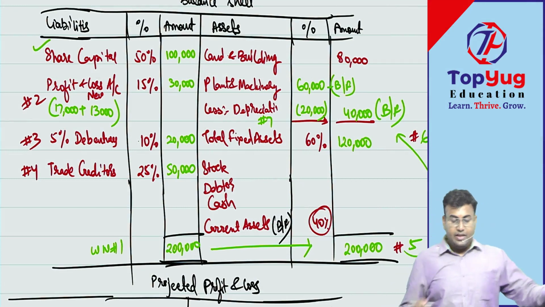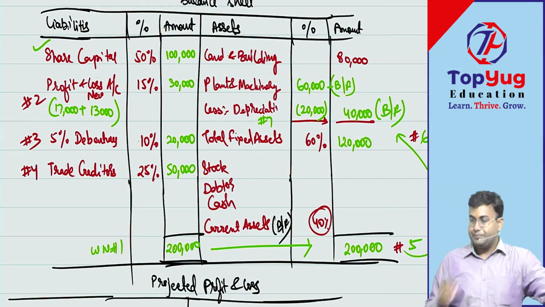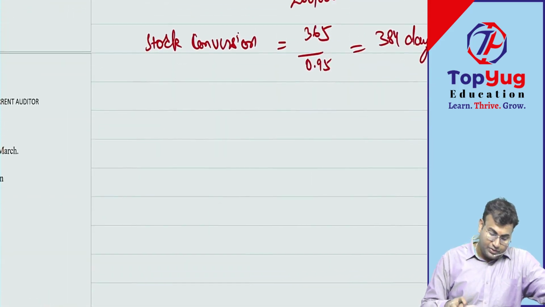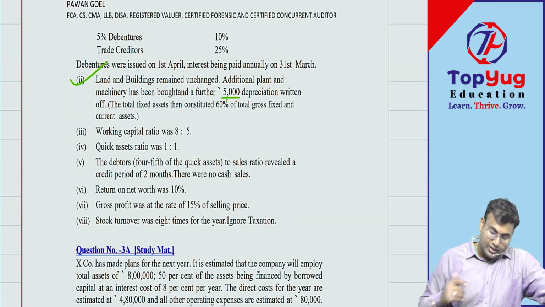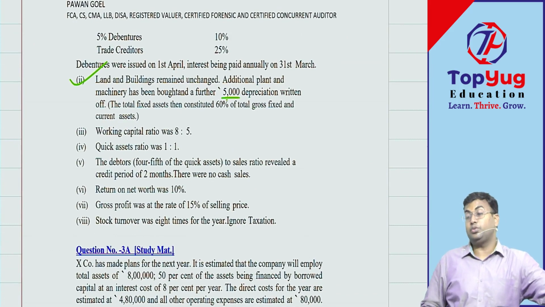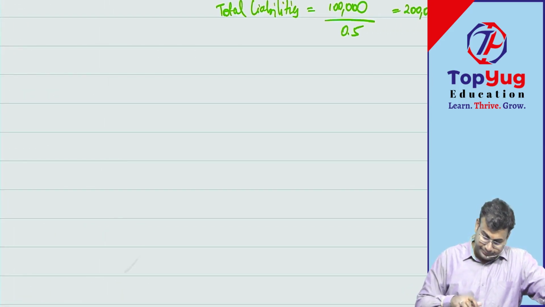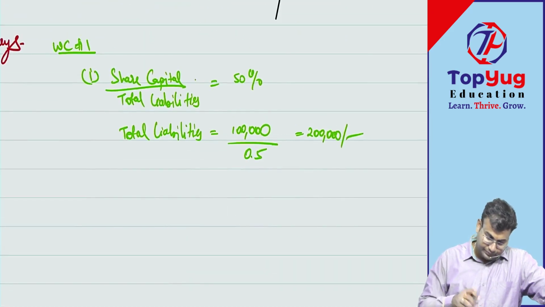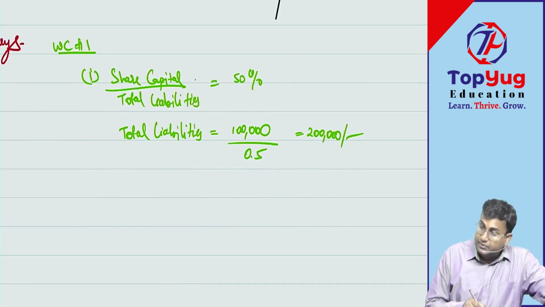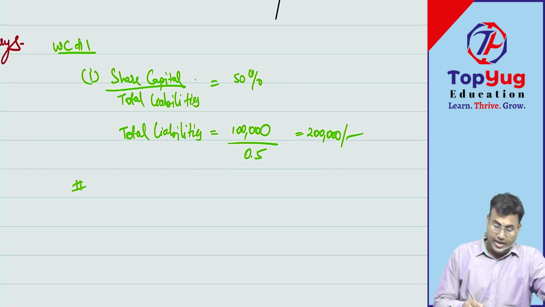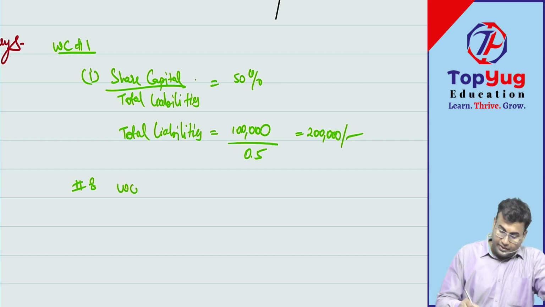If you have made the balance sheet so far, can we go ahead and look at the other information which is given in the question? Working capital ratio 8 is to 5. So make a working note here. Working note number 6, which one is going on? Working capital ratio.